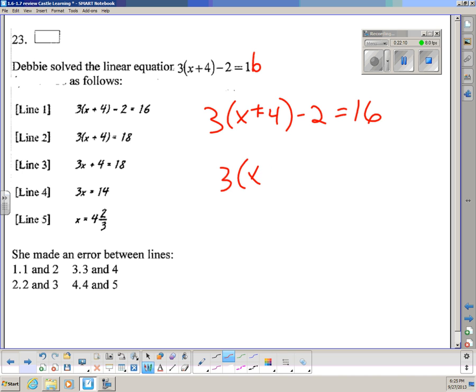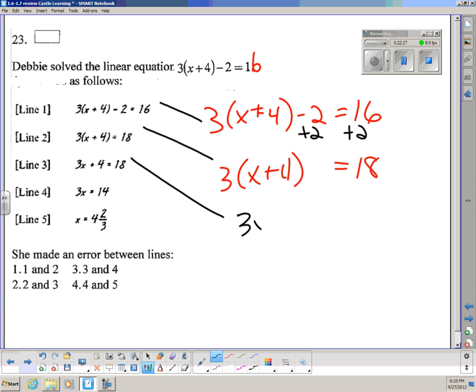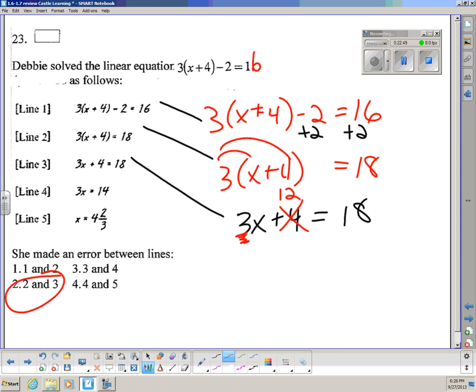Then the next step is 3 times x plus 4 equals 18. And I'm wondering what she did. She didn't distribute the 3 first, which is okay. She actually added 2 to both sides, which is legal. Then, so here's your line 1, here's your line 2. Line 3 is 3x plus 4 with no parentheses equals 18. That I don't like because the 3 got distributed to the x, but the 3 never got distributed to the 4. So this should not be a 4. It should be 3 times 4, which is 12. So she made the error between lines 2 and 3. And the error was she forgot to distribute correctly.